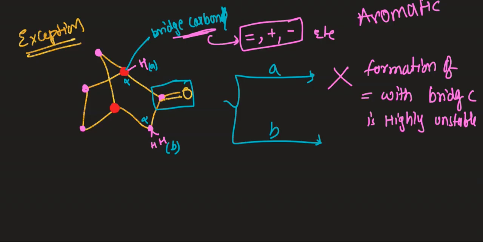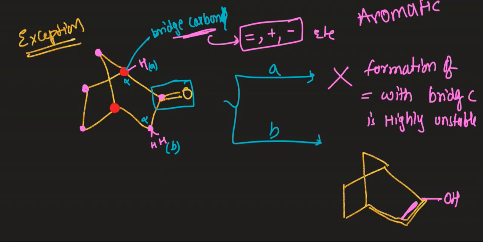Now we are left with B. If the B side alpha carbon is involved, what will be the answer? What changes will you see? The double bond O system gets converted to an OH group. This alpha carbon gets one double bond. Remaining everything will be as it is. I hope you got the clarity about this exception. Clear till here?